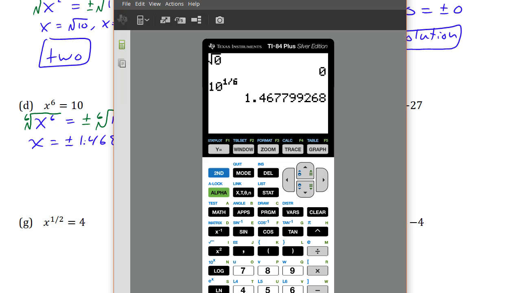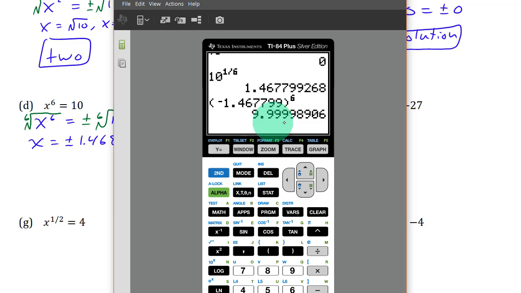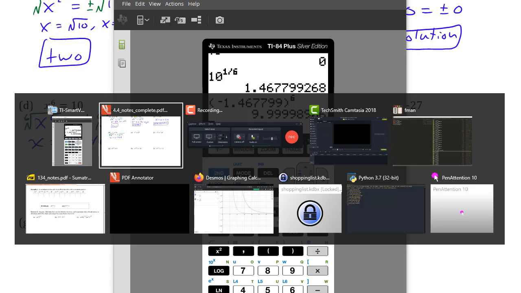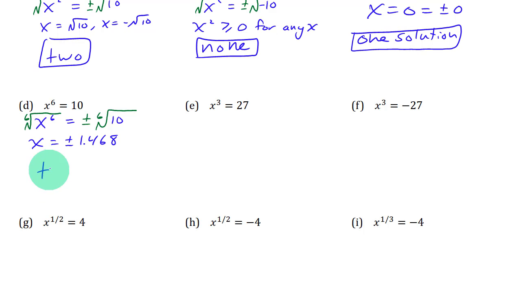If you want to check that, it's always a good idea to check things, especially in this section where everything's weird. Negative 1.4677799 to the power 6. Hopefully this comes out to be 10. And it does. 9.999989 is basically 10. So this has two solutions.